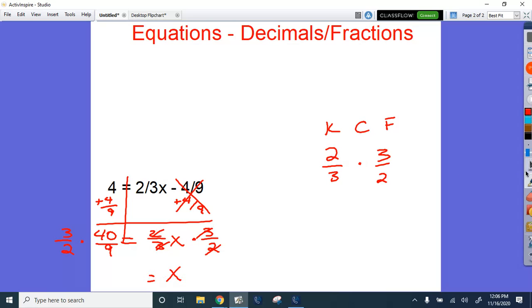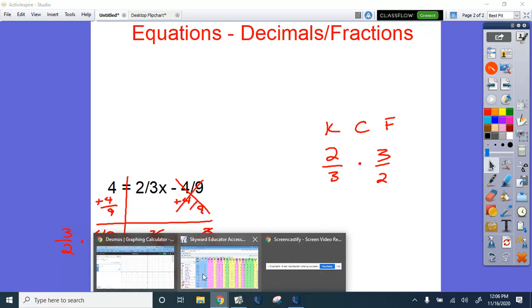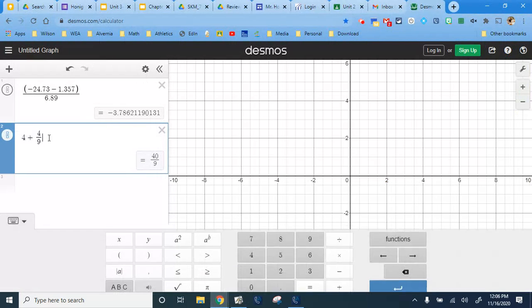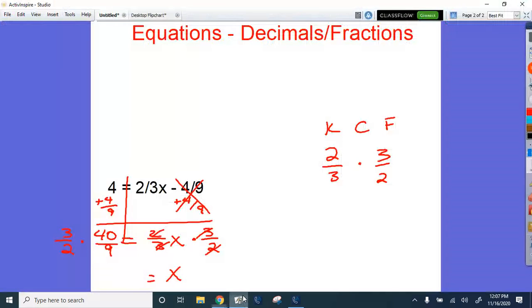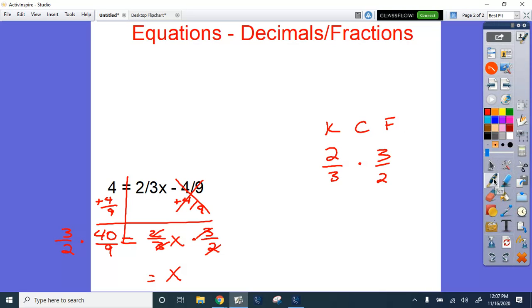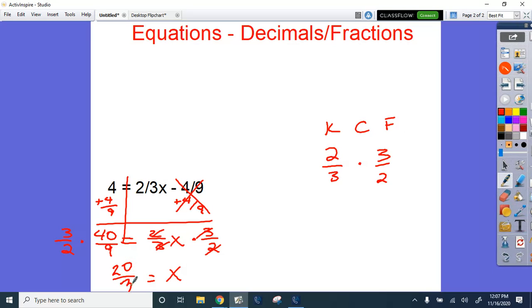And then you can take that 40/9, and I'm going to come over here, take that 40/9, the same thing, use a parenthesis, group that together. And I'm going to multiply that by 3/2. I come over here, multiply by 3 divided by 2. It gets me 20/3. So final solution, x is equal to 20/3.